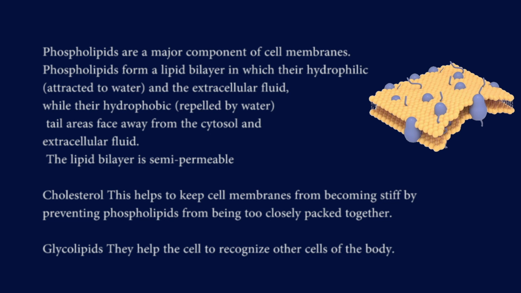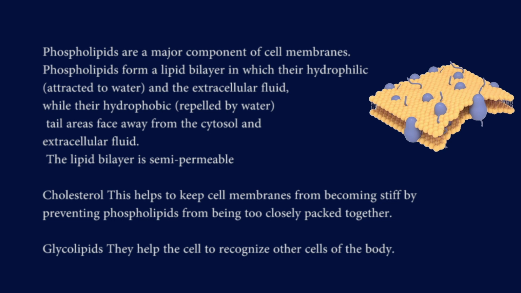Cholesterol is another lipid component of animal cell membranes. Cholesterol molecules are selectively dispersed between membrane phospholipids. This helps to keep the cell membrane from becoming stiff by preventing phospholipids from being too closely packed together. Cholesterol is not found in the membranes of plant cells.